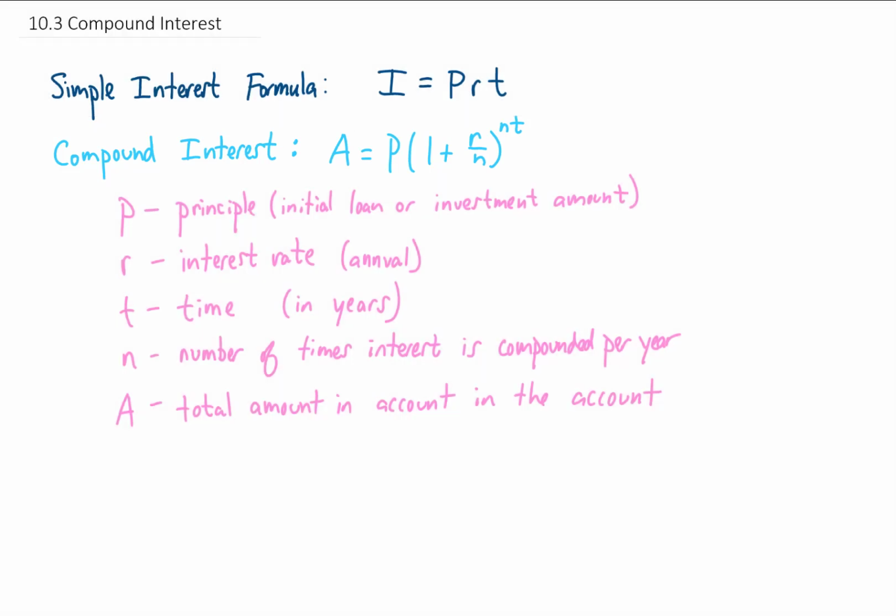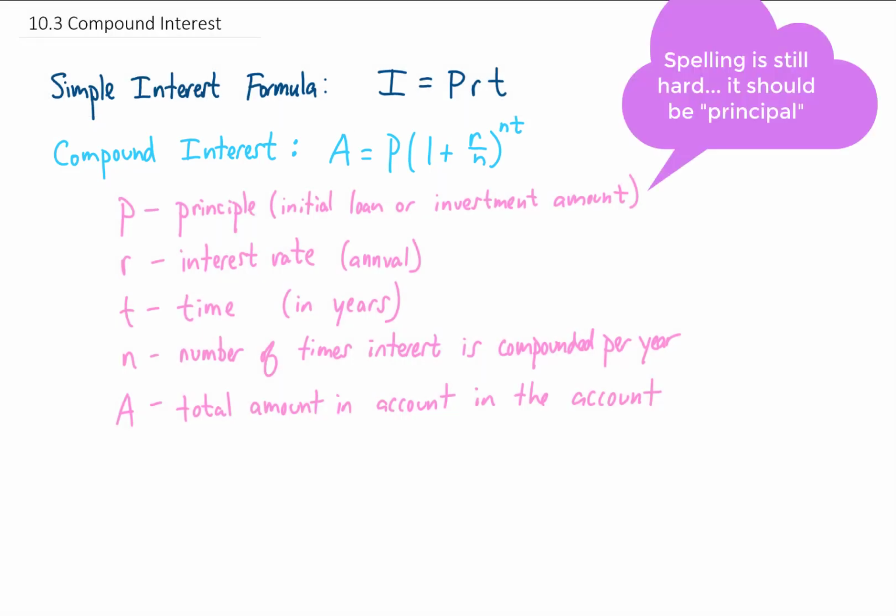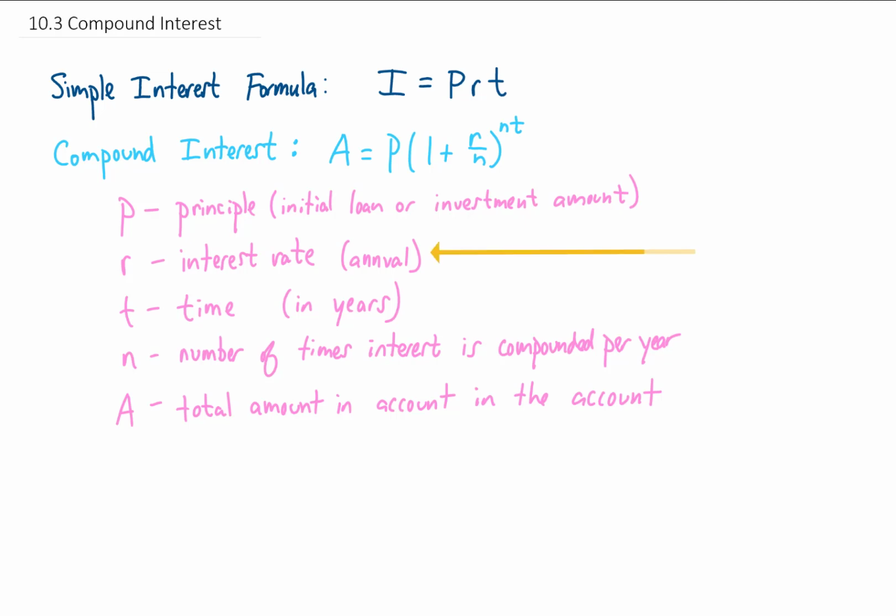Now you'll notice it has some similar letters in it to the simple interest formula. The principal is still the same. It's the initial loan amount or the initial investment amount. The R is still the interest rate, except this time R is always measured annually in this formula. T still represents time, but since our interest rate is annual, our time is always going to be measured in years for this formula. N represents the number of times interest is compounded per year. So as an example, if we're compounding interest monthly, that would mean N is 12 because we're compounding interest 12 times per year. A in this formula represents the total amount of money in the account after T years.